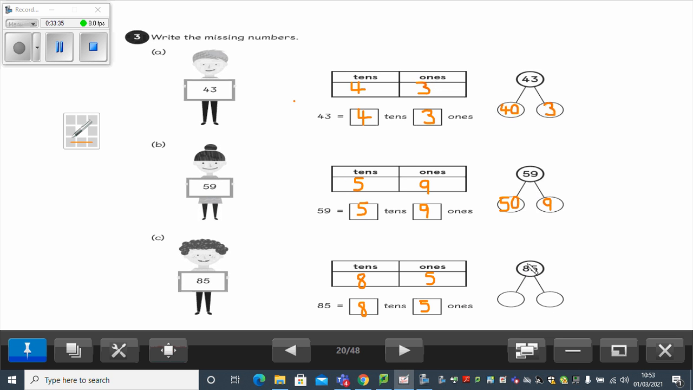So we know that this is 8 tens from 85, so the 8 tens has a value of 80, and the 5 stands for our ones, which has a value of 5. So 80 and 5 make 85 altogether.